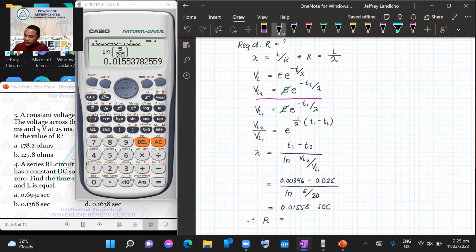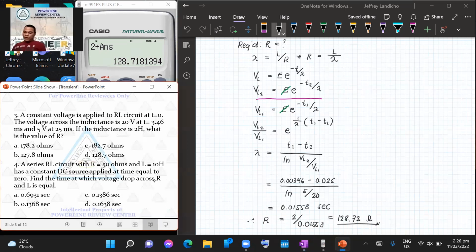Therefore, resistance is inductance, ano inductance? 2 over this given time constant. So, 2 over the answer, meron tayong resistance, 128.72 ohms. That should be the answer. 128.7 will do. Anong letter yan? Gets ba? Nakuha kapatid.